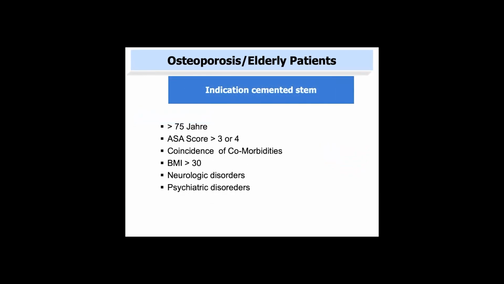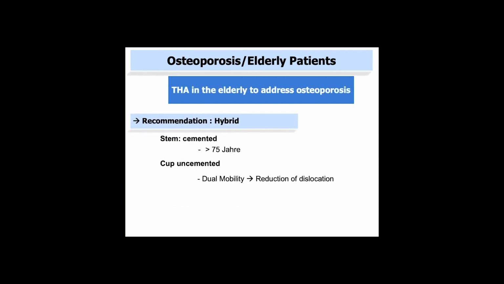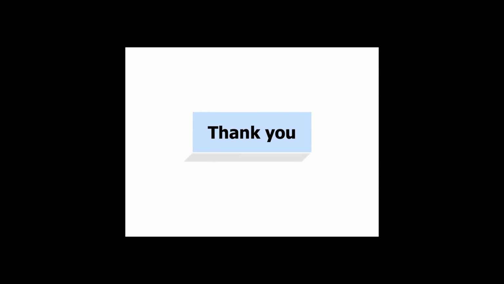So the indications for cemented stems are a patient who is older than 75 years old, an ASA score of 3 or 4, coincidence of comorbidities, BMI more than 30, neurologic disorders or psychiatric disorders, or if you're not sure whether you should use one or not, rather use one. So again, we recommend in the elderly to address osteoporosis in patients who are above 75 years old a cemented stem and uncemented cups, and we choose here also a dual mobility cup to reduce the risk of dislocation. Thank you very much. I hope you have a nice meeting in Houston.